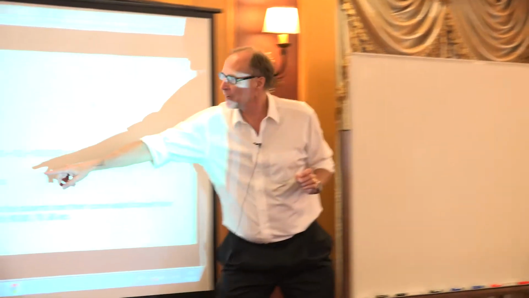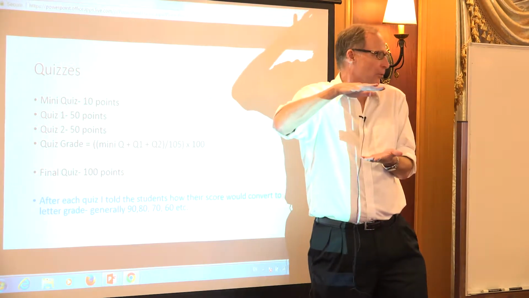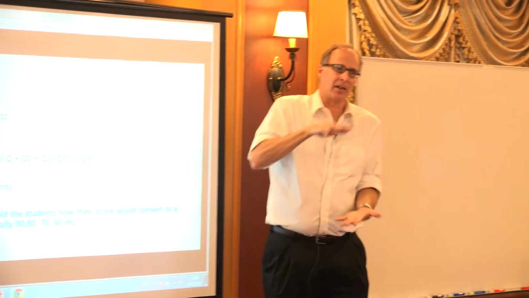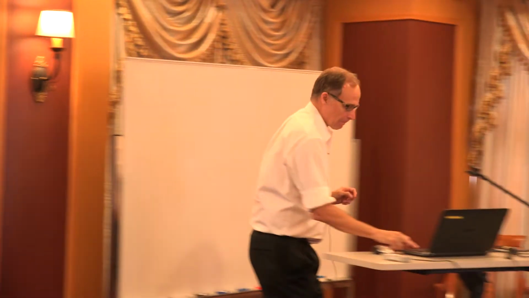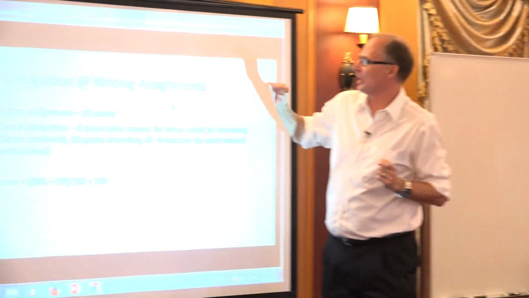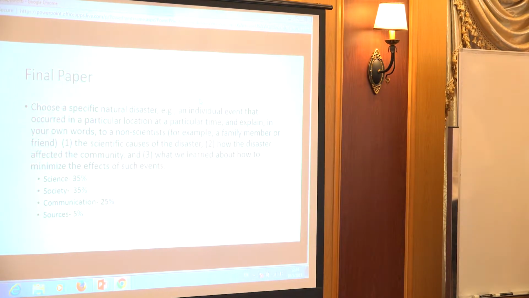So out of their final quiz points, they got 100 points for that. And I would consider if they got over 90, that was excellent. 80, 90, that was good, etc. Then the participation is a little more tricky. I turned that into a number between 0 and 100. And basically, by combining there was a writing assignment and class participation. That's also a scale from 0 to 100.